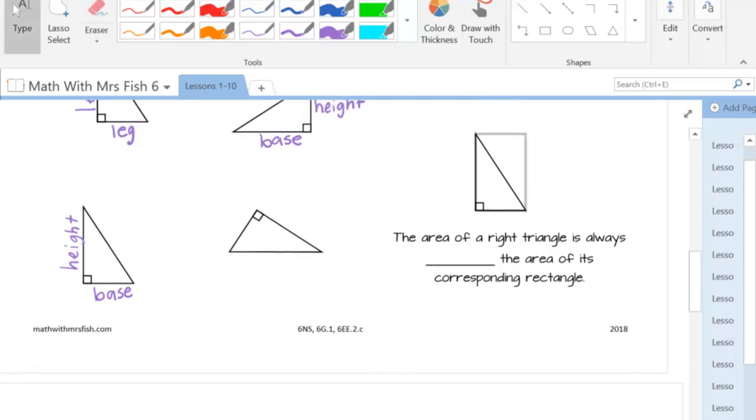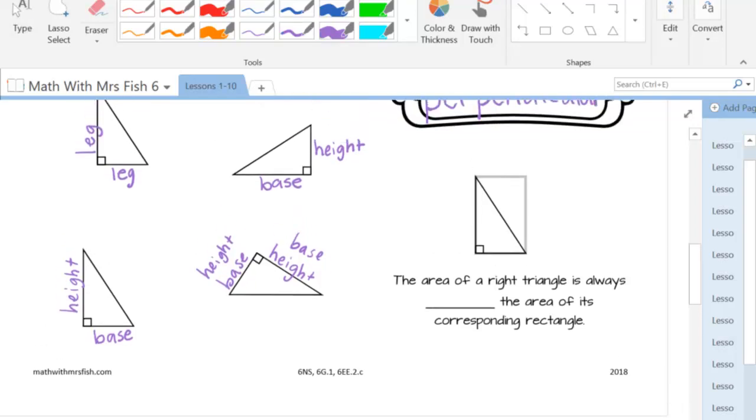I will, in the curriculum, make sure that the students are confronted with a triangle where the base and the height are neither vertical nor horizontal. So we need to make sure that they can recognize, oh, I'm looking for that little square. So this side over here could be the base or the height. This side over here could be the height or the base. It really doesn't matter. What matters is that they are perpendicular. That is the part that matters.